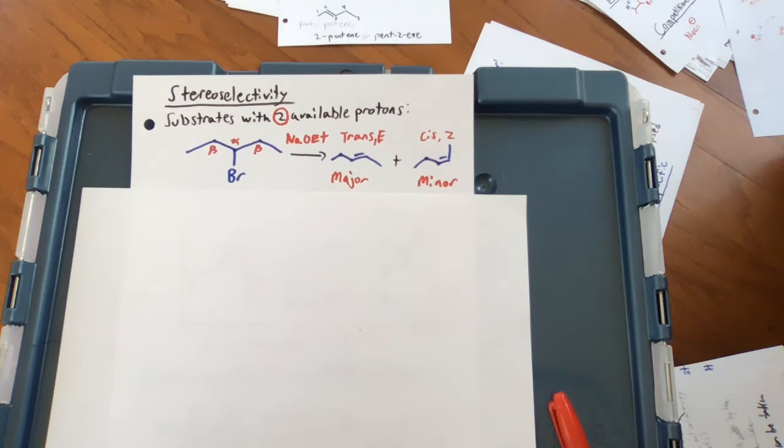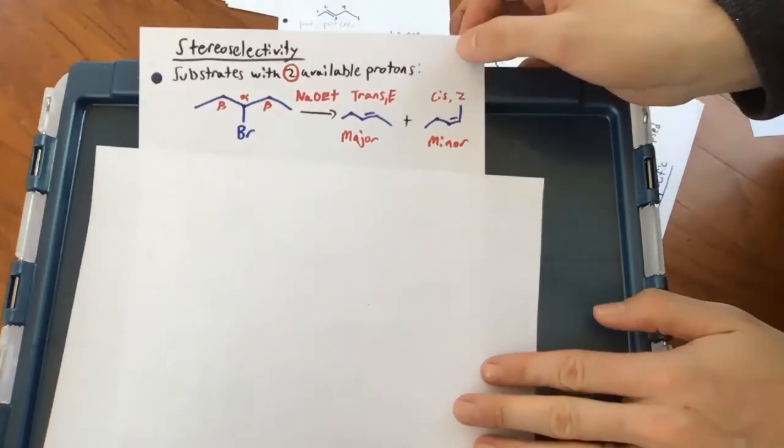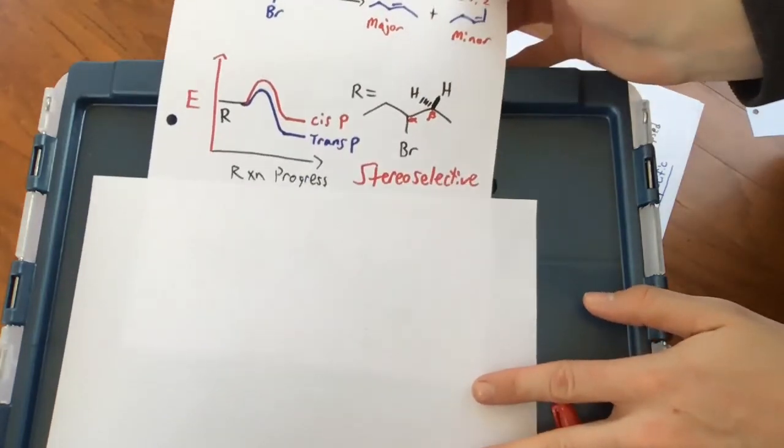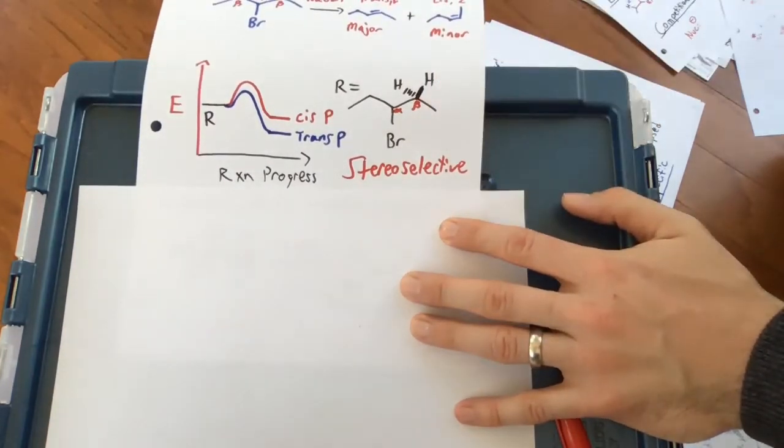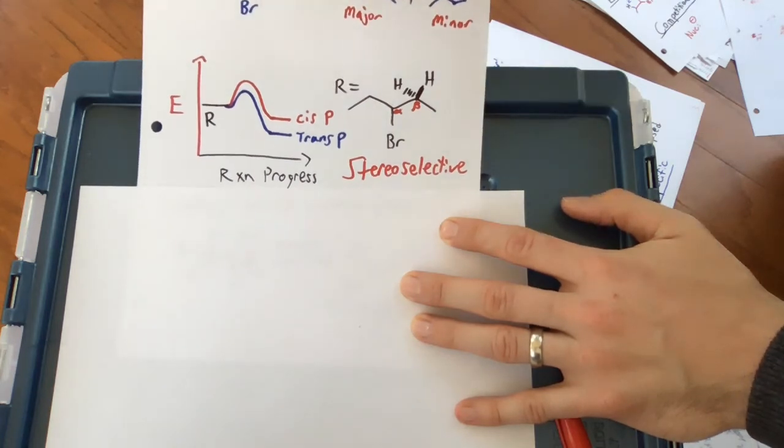And the question is, why does this happen? Why do you have selectivity of one isomer over the other? And in short, because there are two available protons for deprotonation, and we know from our past lectures that the trans alkene here is more stable.